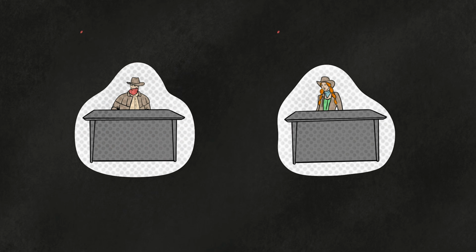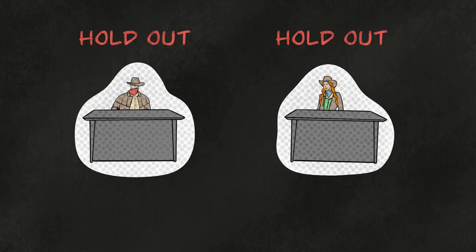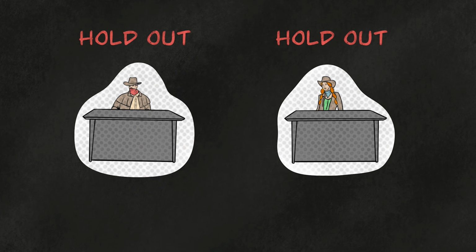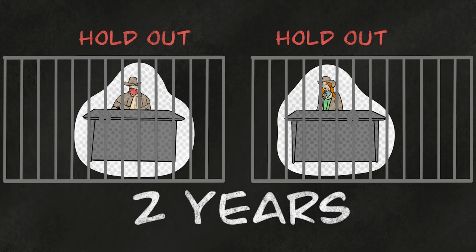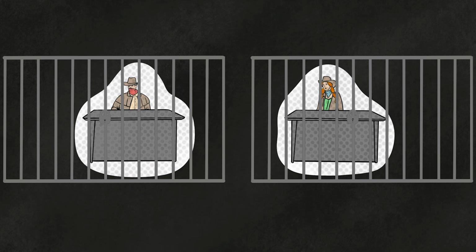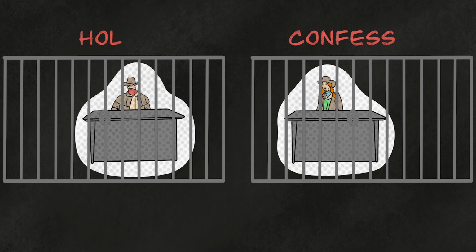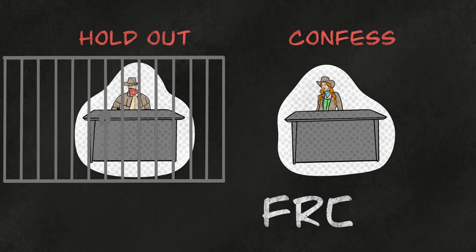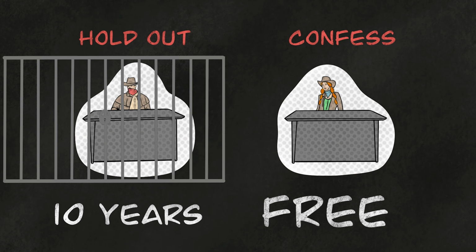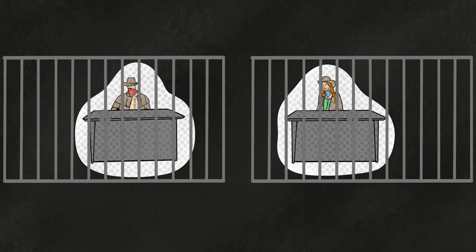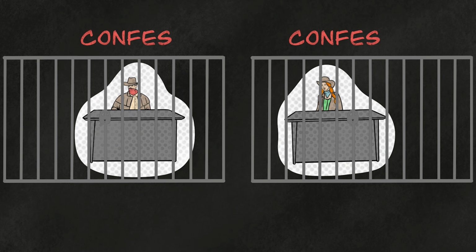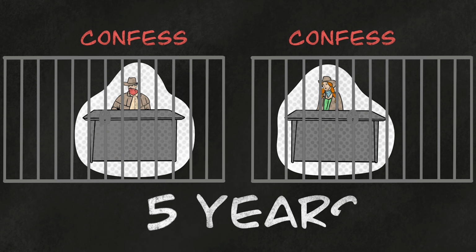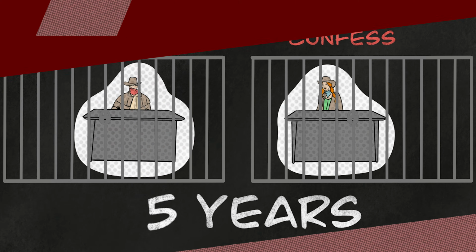If neither of you confess to having committed the crime, you are both looking at jail time of 2 years. If one of you confesses, but the other holds out, the confessor goes free, and the other serves 10 years in jail. Finally, if both of you confess, then jail terms will both be 5 years. What should you do? This is something that game theory can help you think through.